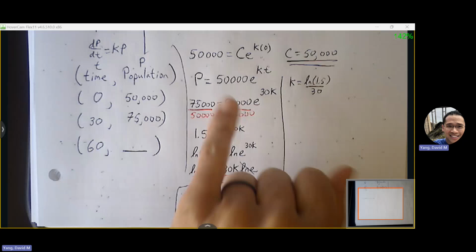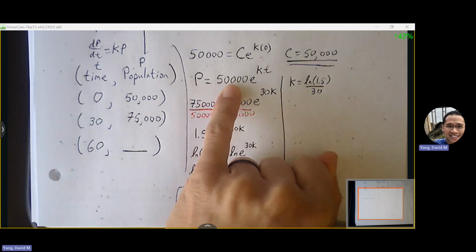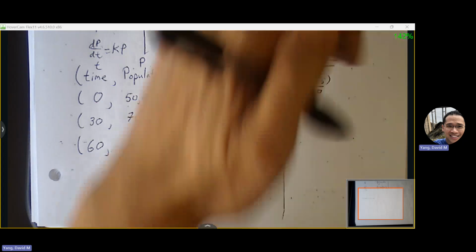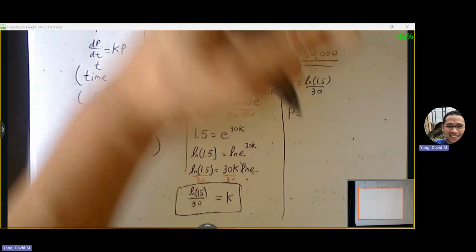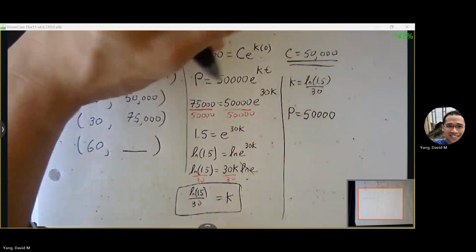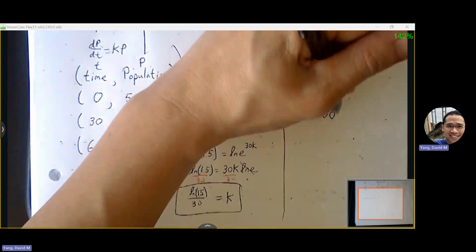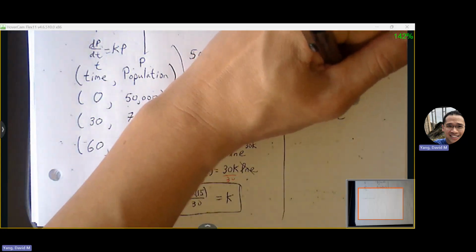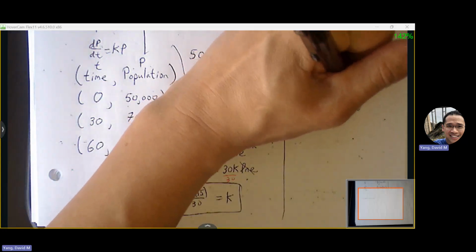Okay, so now that we have our k value, we're going to update our equation again. We have our c value replaced with 50,000. Now we're going to replace the k with a numeric value as well. So it's going to look a little messy, but we just have to write it out because the calculator can do all the numeric stuff for us. 50,000 e to the natural log of 1.5 over 30 times t.